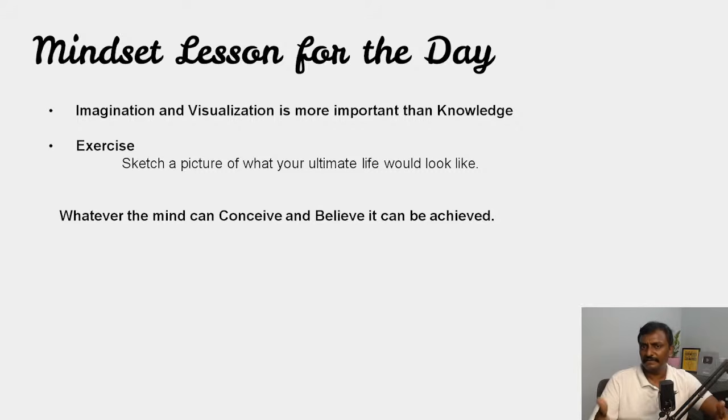So I want you to do this activity. Just sketch a picture of what your ultimate life would look like, what kind of lifestyle you want, what kind of income you want, what kind of car you would like to drive, and what kind of home you would like to live in. So this is the mindset activity today, and let's go for the session.